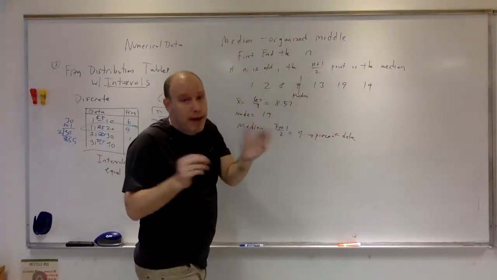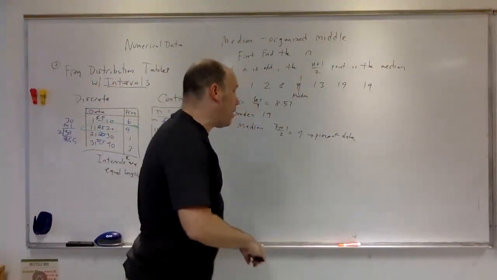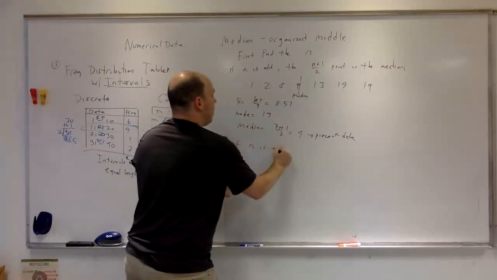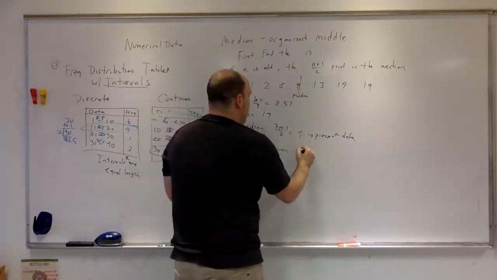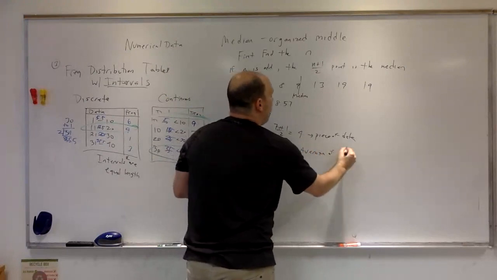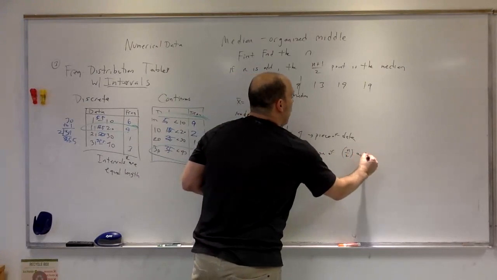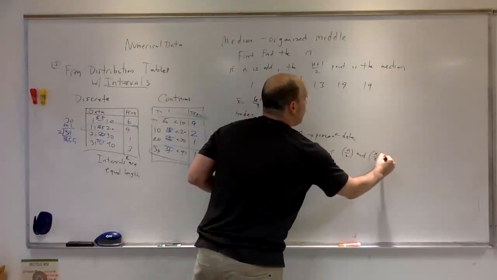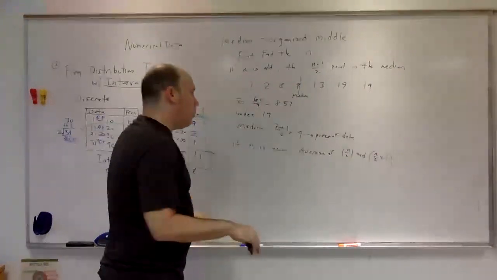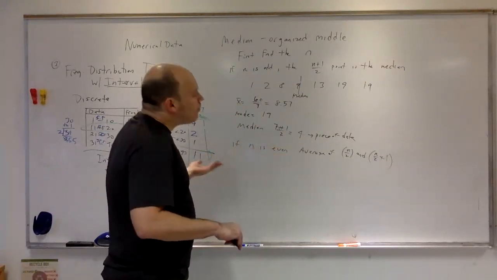Let's see, 1, 2, 3, 4. Nice. How do we find the median if there's an even number of data? So if n is even, the rule is to take the average of n over 2 and n over 2 plus 1.